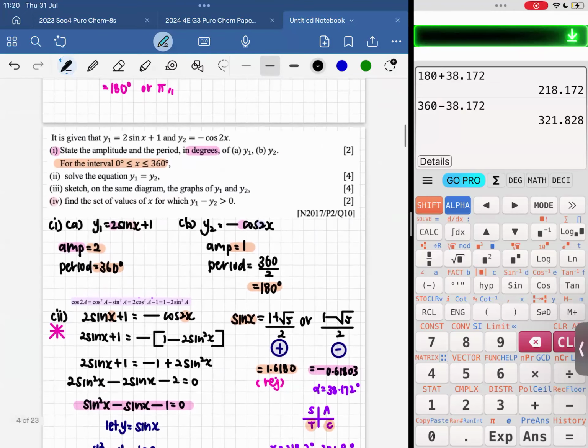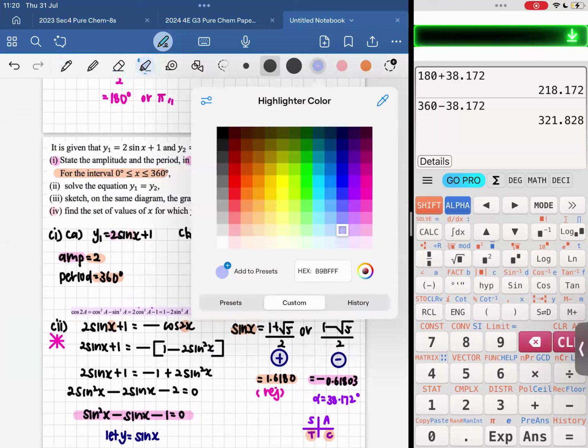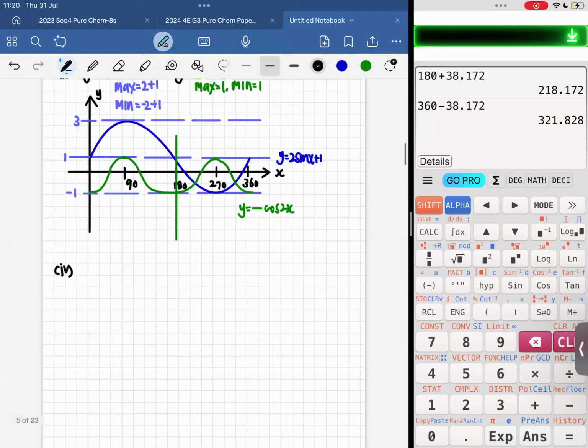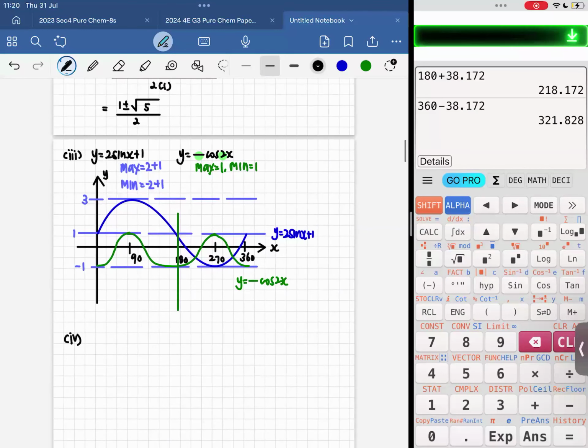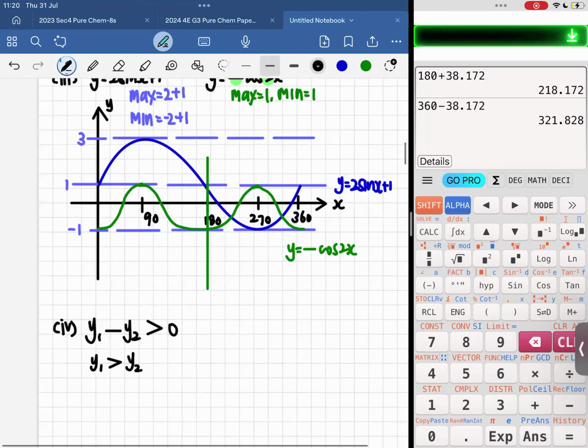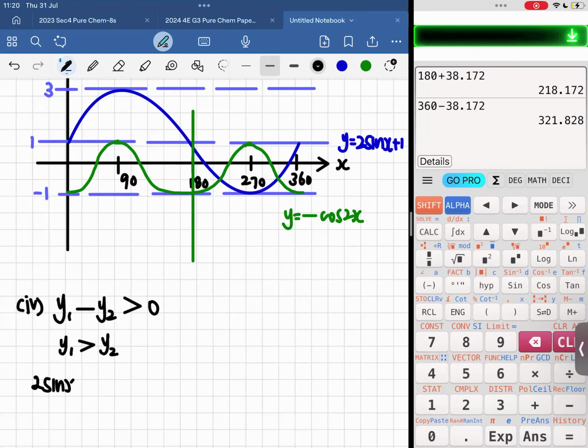Okay, so for part 4, they say find the set of values for which this is more than this. Remember, it's all related, okay? y1 minus y2 is more than 0. So how to see? A lot of us will think I must find the minus. How to minus? But you see, I can rearrange this into y1 more than y2. What's y1? So that means 2 sine x plus 1 is more than negative cosine 2x. So you rearrange it this way.